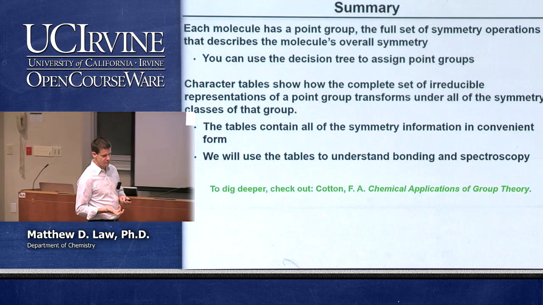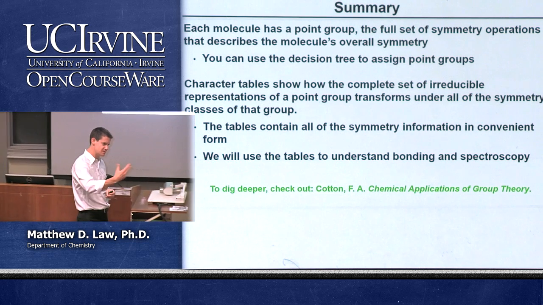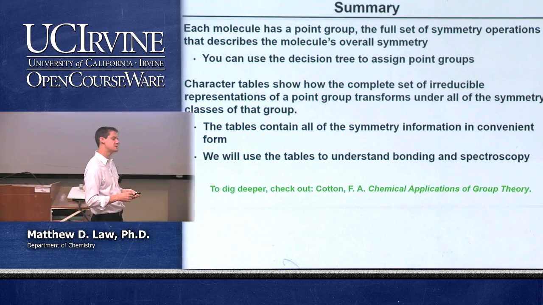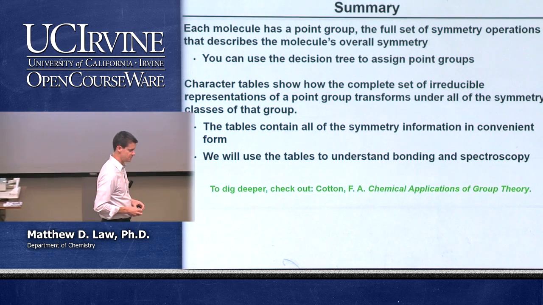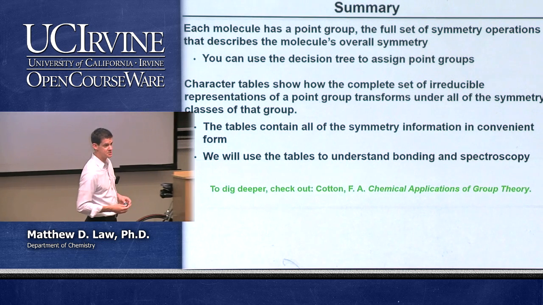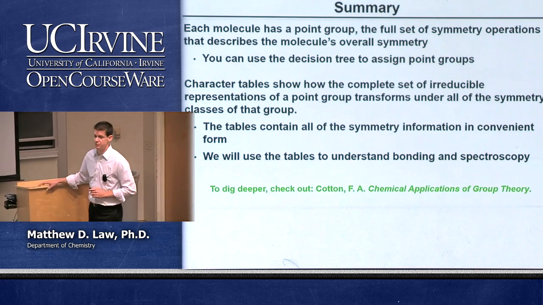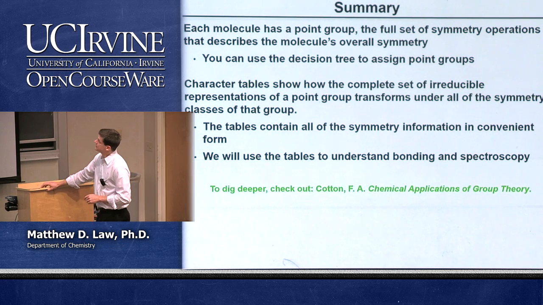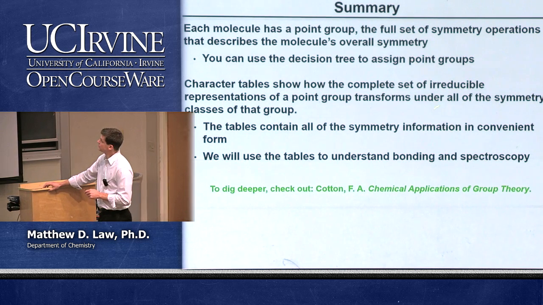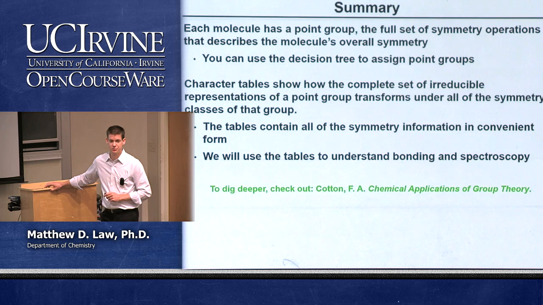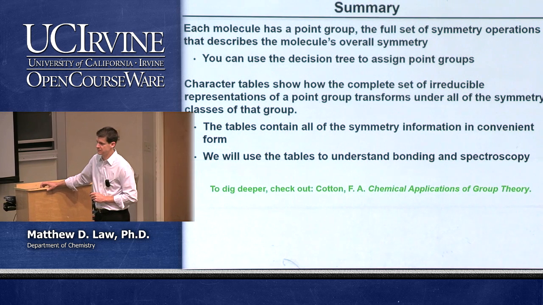Character tables, which we just showed examples of. We showed how to build 2 of them. We kind of cheated because we went to the final answer and then we backtracked, but this is just for teaching purposes, so hopefully it's easier to understand. Character tables show us the complete set of irreducible representations and how those transform under all of the different symmetry classes of the group. So it lists all of the symmetry information in a convenient tabulated form. And we're going to use the character tables to understand bonding and spectroscopy.